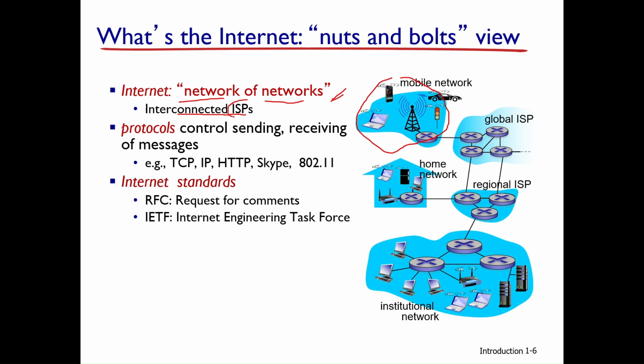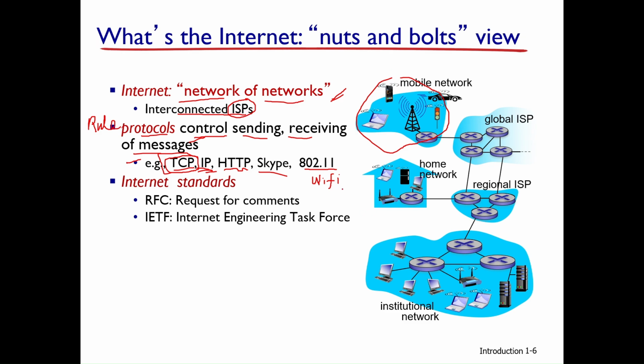Interconnected ISPs. ISP stands for Internet Service Provider. Protocols control the sending and receiving of messages. They are like rules. Protocols are nothing but rules which control the sending and receiving of messages. Examples: HTTP, IP, TCP, Skype, and 802.11. So what is TCP? TCP is Transmission Control Protocol. IP is Internet Protocol. Then there's Hypertext Transfer Protocol, Skype, and Wi-Fi. Wireless fidelity is also known as Wi-Fi, which is also known as 802.11.